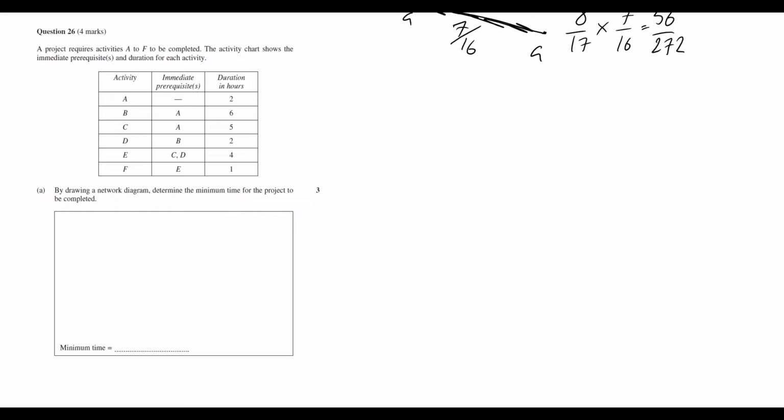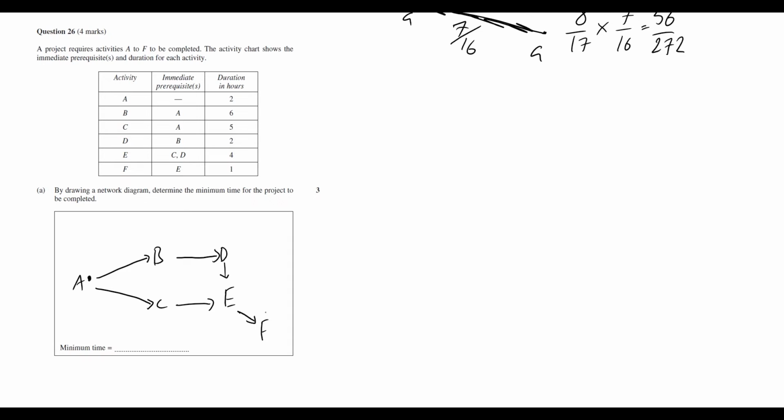Just by looking at our table, we see that we have to start with A, and A is going into B, and it's also going into C. Now let's see what else is happening. We know that D comes from B, and then we know that E comes from both C and D. So I might draw E over here. And then lastly, F comes from E.